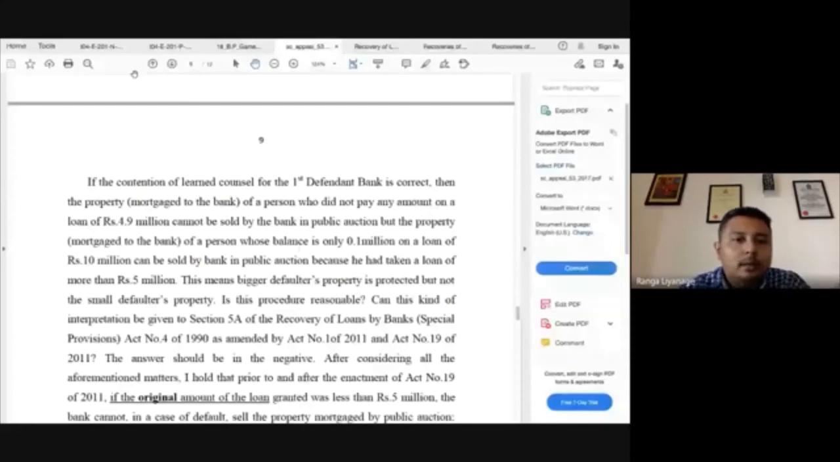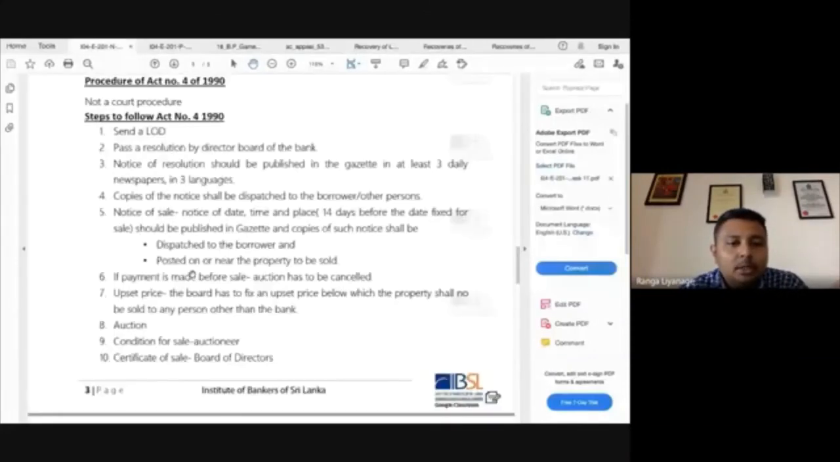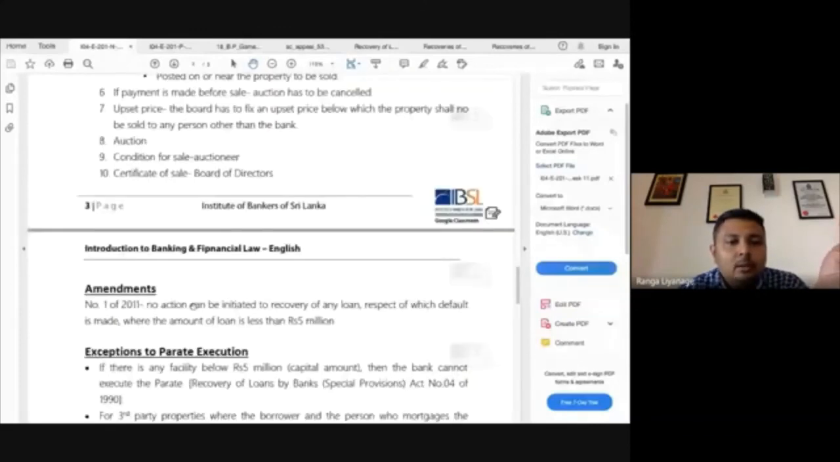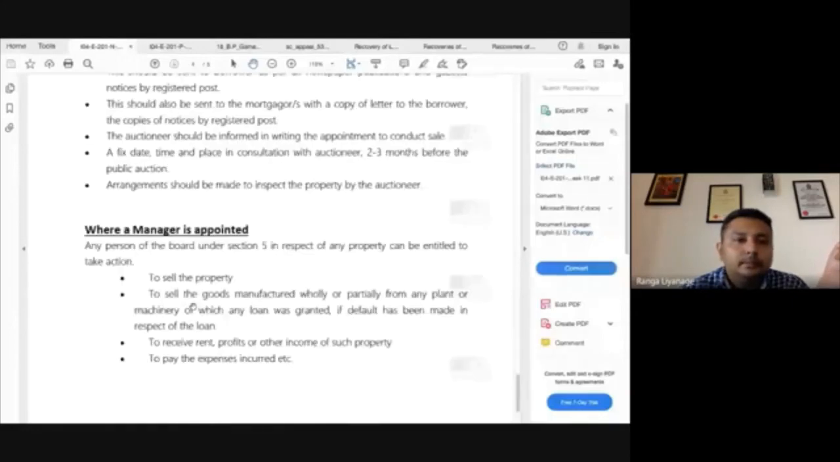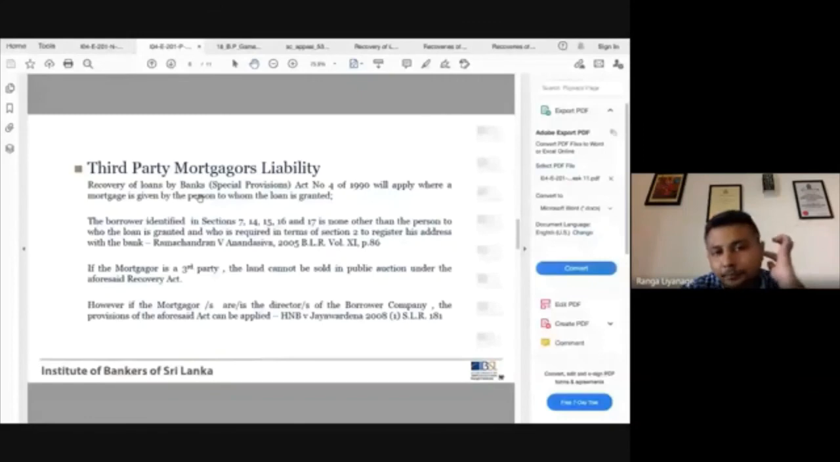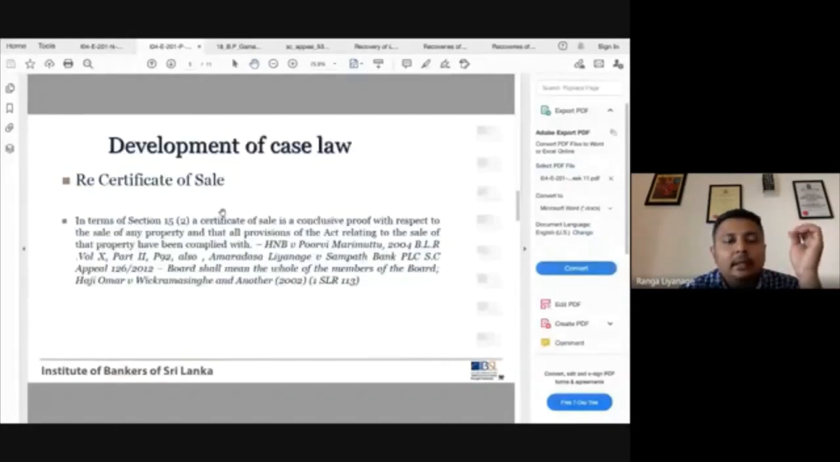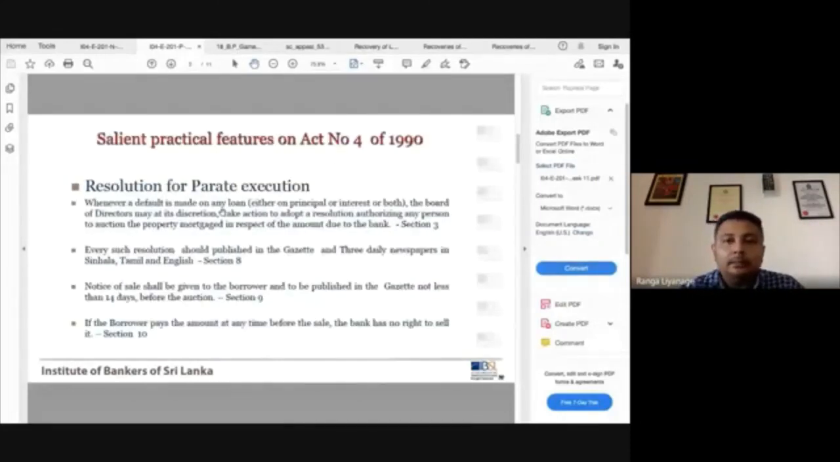Now you remember I told you, in passing a notice of resolution, this is what we said: upset price, auction, condition of sale, certificate of sale. Now, let's say third party mortgages. For all this time, we were thinking of those parties which I mentioned earlier.